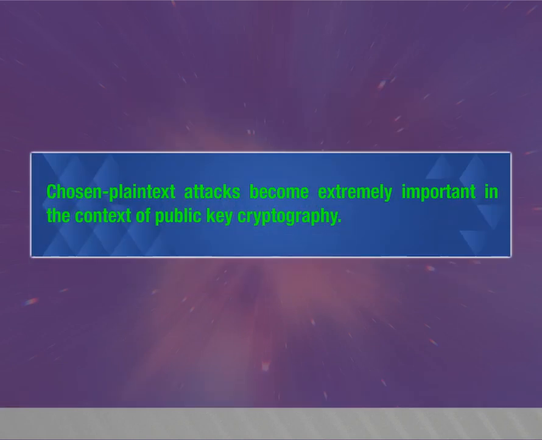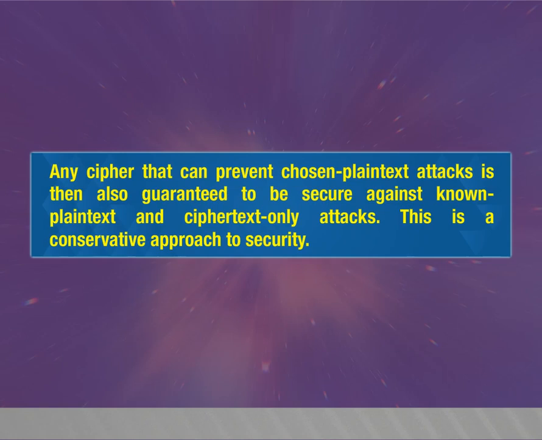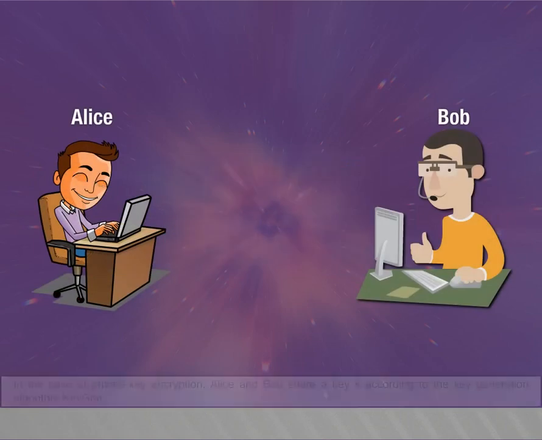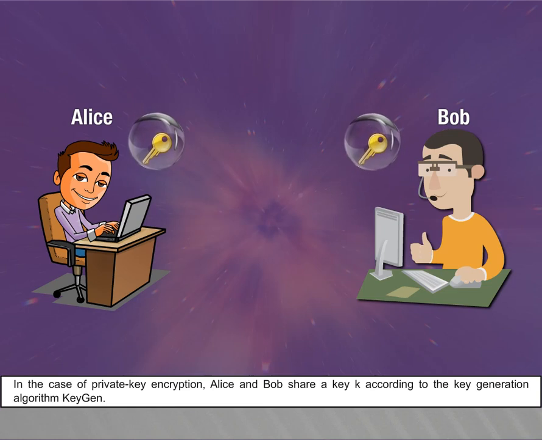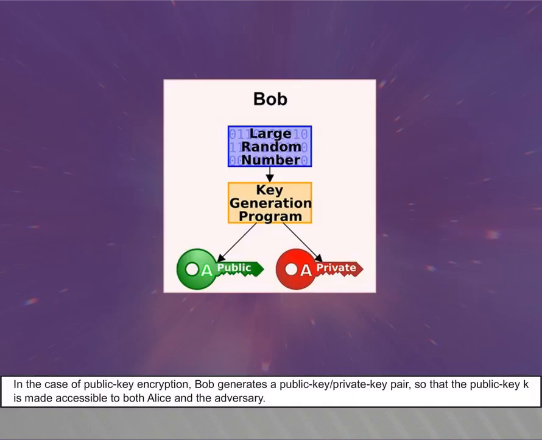Chosen plaintext attacks become extremely important in the context of public key cryptography. Any cipher that can prevent chosen plaintext attacks is then also guaranteed to be secure against known plaintext and ciphertext only attacks. This is a conservative approach to security. In the case of private key encryption, Alice and Bob share a key K according to the key generation algorithm keygen. In the case of public key encryption, Bob generates a public key and private key pair so that the public key K is made accessible to both Alice and the adversary.